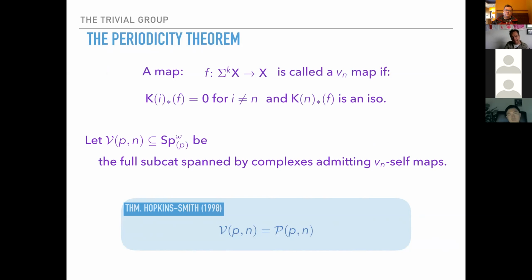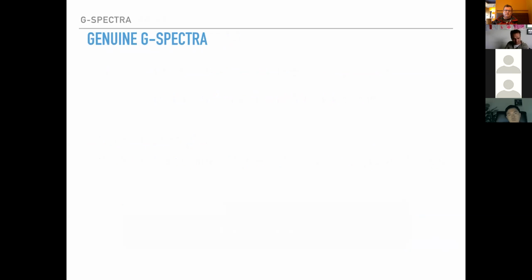So if we put this together, it lets us realize that these v_n self-maps are all over the place. They're somehow generic.